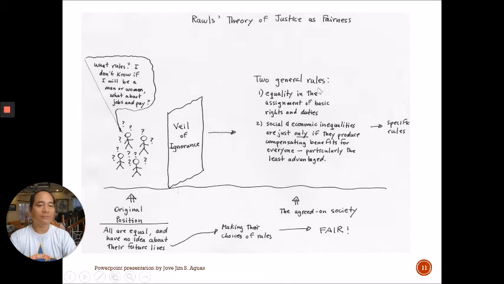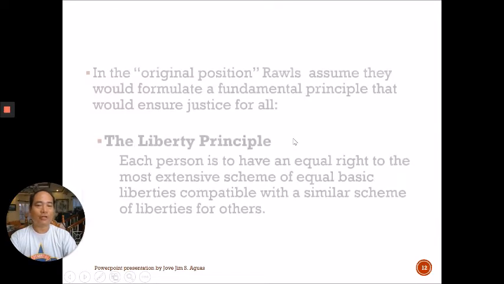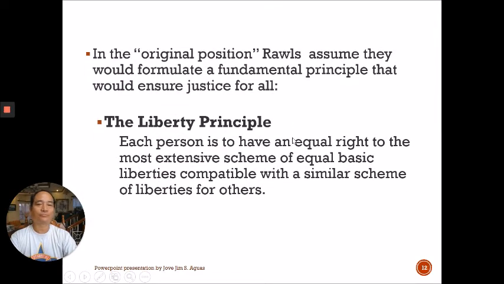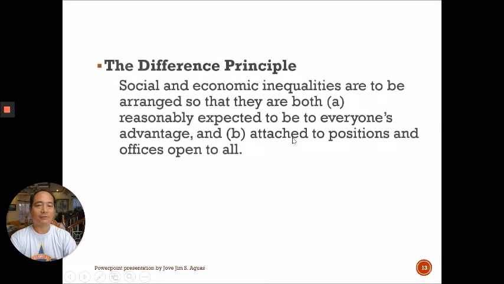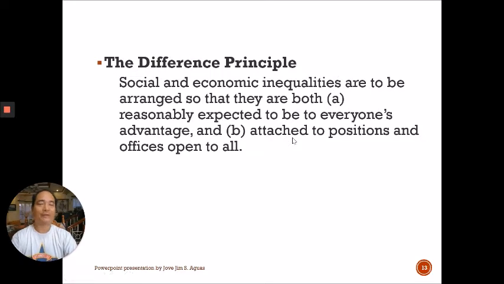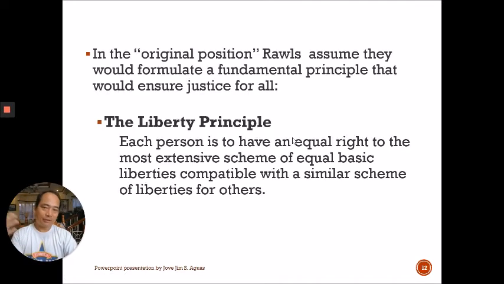equality, and social and economic inequalities are just only if they produce compensation or benefit. And he formulates these rules, these two rules, and these are now the two rules. So the liberty principle and the difference principle. Okay, so we'll go back to that. So in the original position, Rawls assumed they will formulate a fundamental principle that would ensure justice for all.